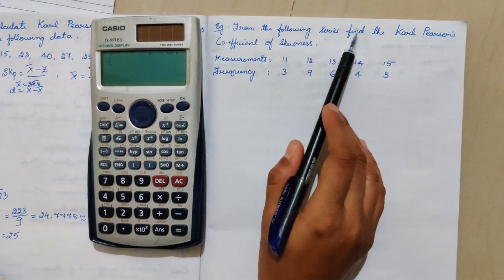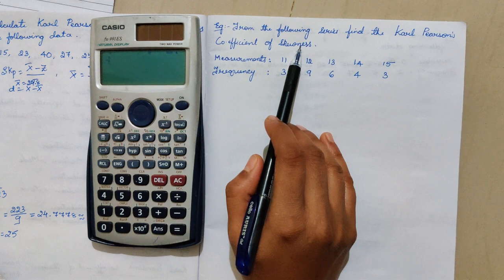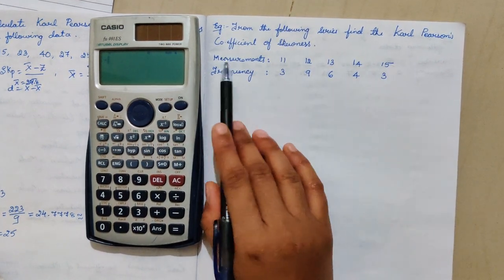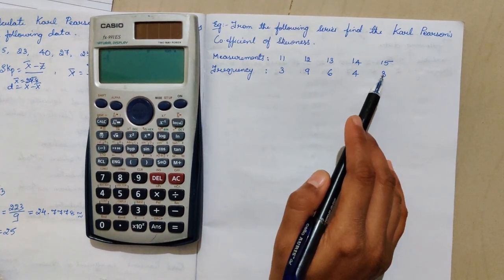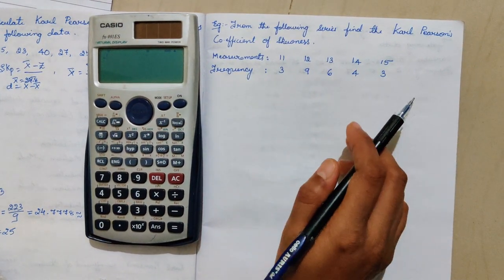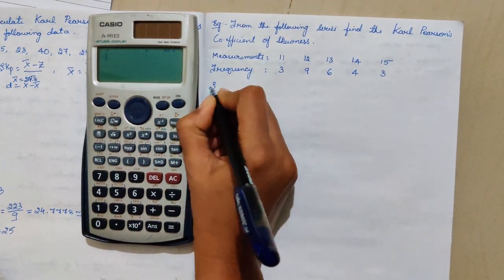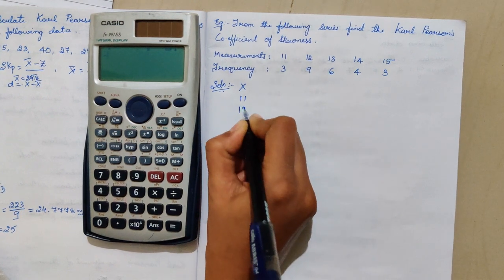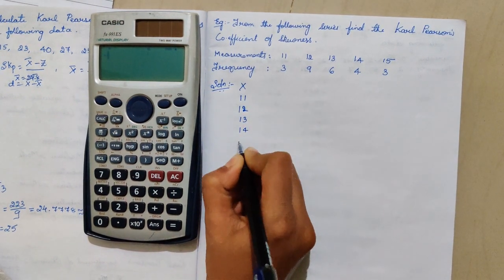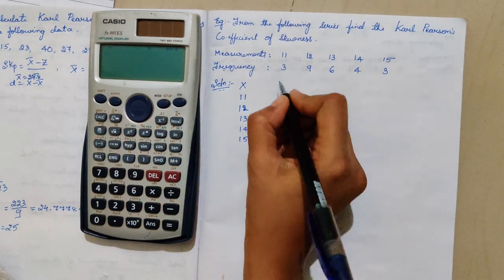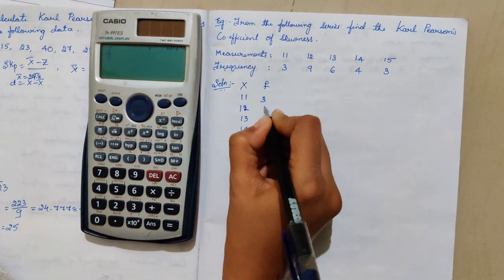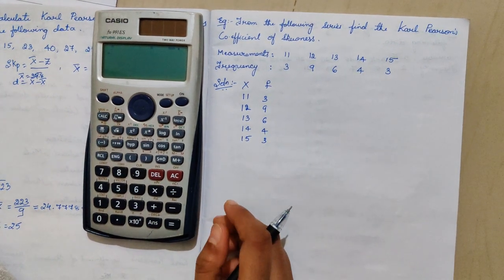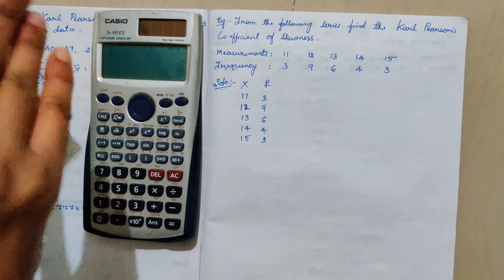Now we will consider another example. From the following series, find the Karl Pearson coefficient of skewness. They have given the measurement and frequency. While observing the data itself, we can easily identify it's an example for the discrete series. Measurement, we consider it as the x value. The x values are 11, 12, 13, 14 and 15. The frequency value, that is f, is 3, 9, 6, 4 and 3. Now we have to find the Karl Pearson coefficient of skewness.